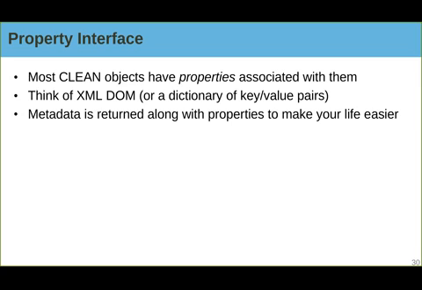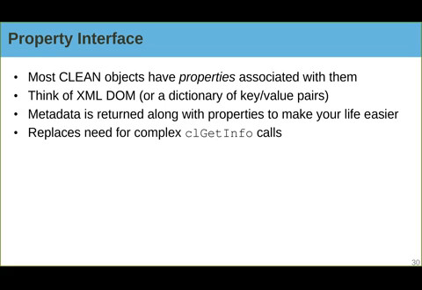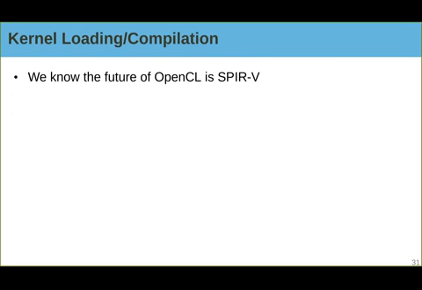The interface returns metadata along with the properties. It will tell you how much data was returned and the type of it, and this is really designed to make your life easier if you are looking for interesting properties. We'll show that. And you can do recursive searches for it, so you can search for properties that say something like memory. It replaces the need for complex CL get info calls.